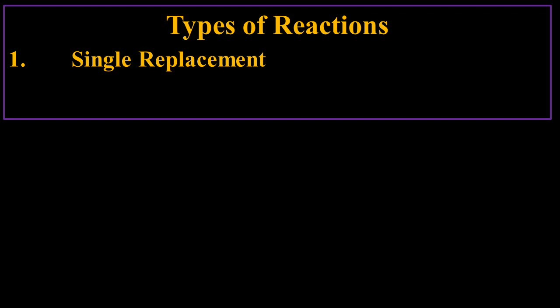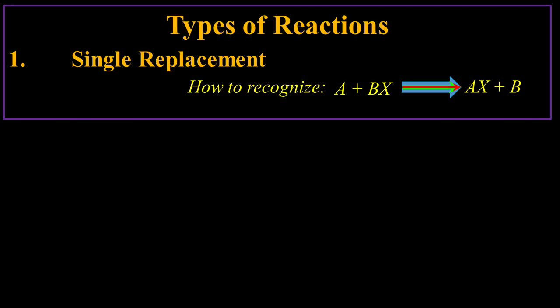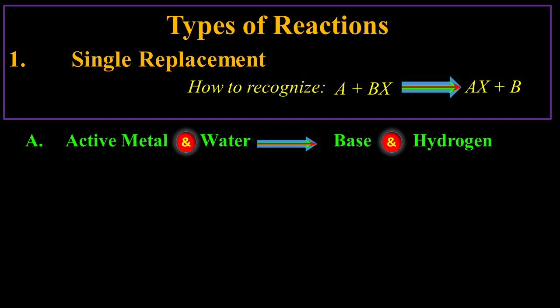So first we're going to look at single replacement. Single replacement, again, is where you have an element and a compound and you're going to produce an element and a compound. And that's how you recognize it. You have an element, which is A, and then you have a compound, which is BX, and the A displaces or replaces the B, and you wind up with AX plus B.